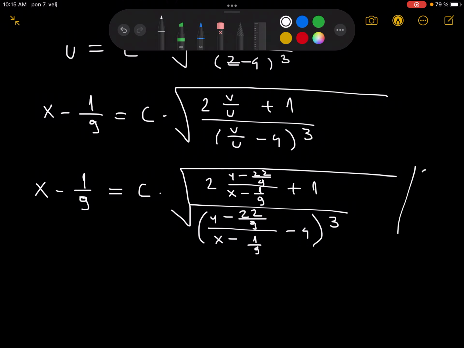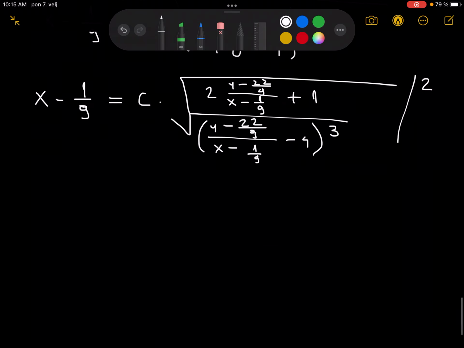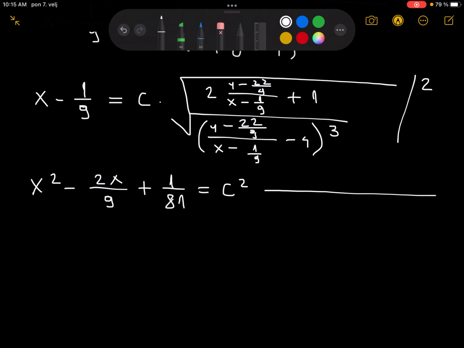Now we can go ahead and square both sides, and then we'll get that x squared minus 2x over 9 plus 1 over 81 is equal to c squared times whatever we're left with here. So 2 times 9y, 18y.